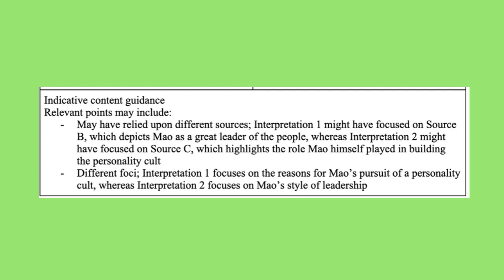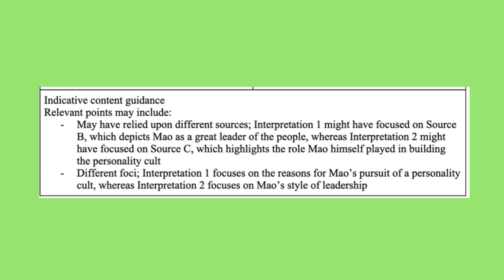And then just to explain it on the other hand, so interpretation 2 might have focused on source C, again because of a similar tone, a similar emphasis, because source C highlights the role Mao himself played in building the personality cult. So there you can see we've thought about the arguments of both sources, the arguments of both interpretations, and we've made links between all of them and then linked it back to the topic given to us in the question. So that is a fantastic, fully developed answer, which is relevant, it's focused, it's analytical, and it ticks all the boxes. So certainly top band there.